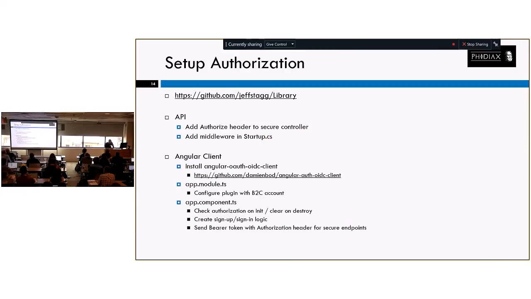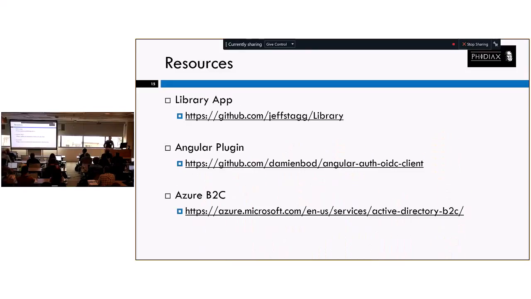We have some resources. Again, if you want any of this code, this is all publicly available on GitHub. It's github.com/jeffstagg/library. It's a repository. It's got the slides. It's got a bit more information inside of the README as far as what to edit and everything, as far as how to run the project, and instructions on getting it set up.